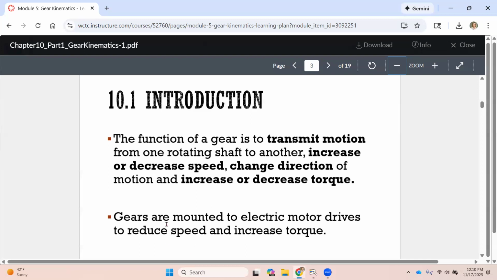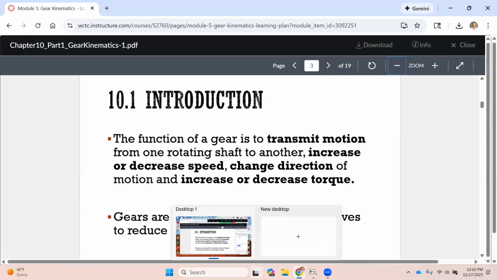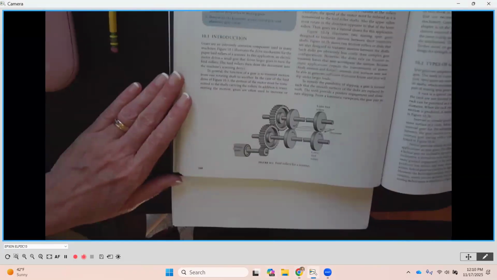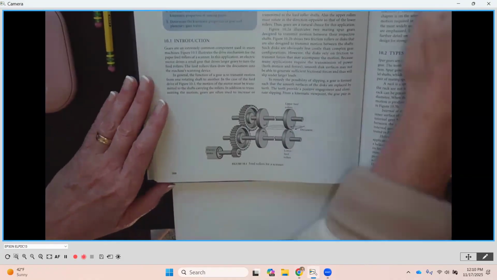And as I said earlier, these are most often going to be situations where we're going to want to reduce that speed coming off of that input and then increase the torque. So on page 260, if I go underneath my camera here at the bottom, they're showing us an application.